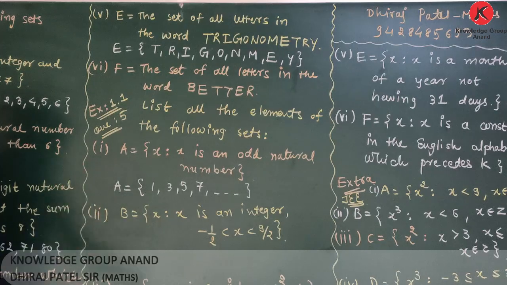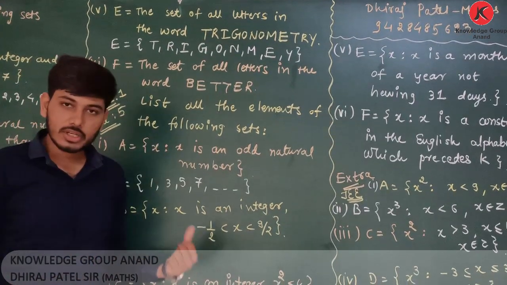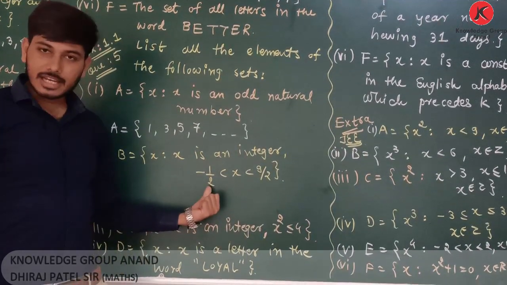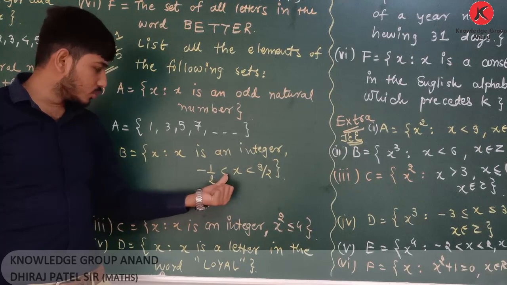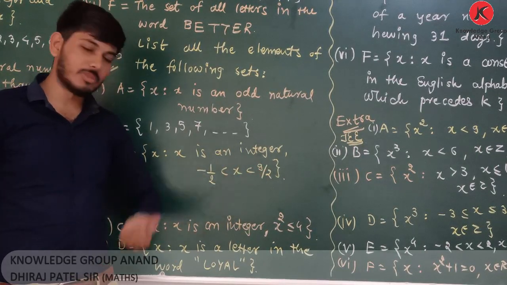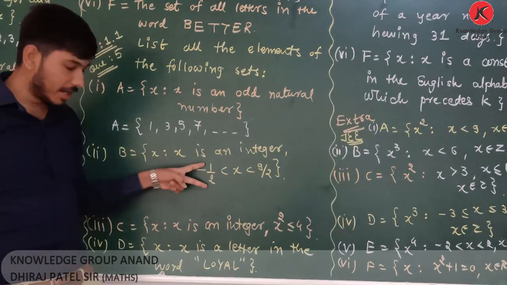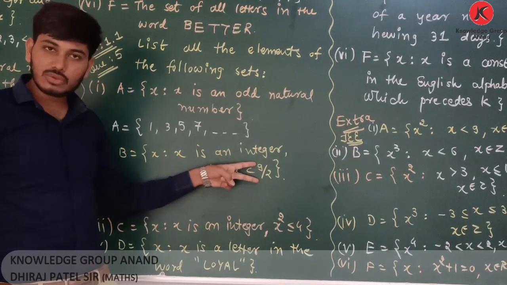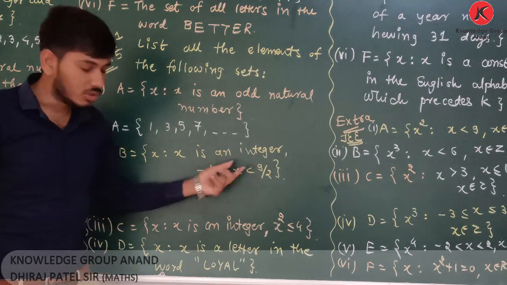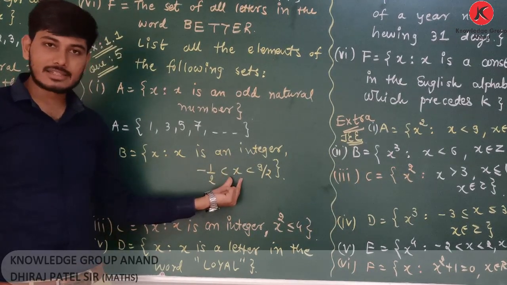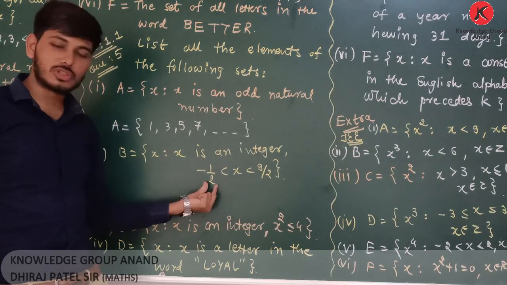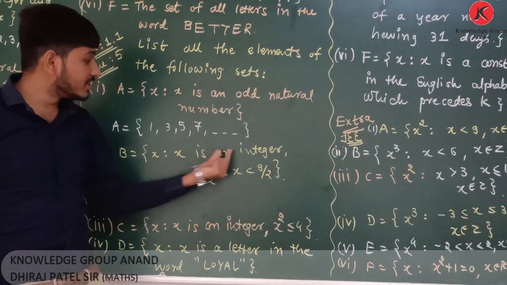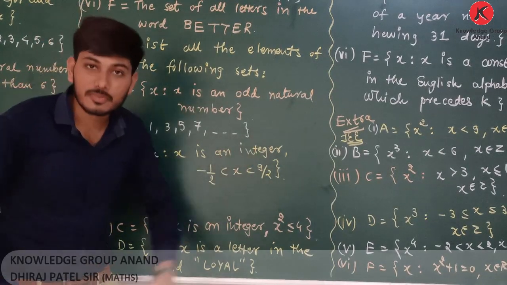Now, the second question. Set B equals to x such that x is an integer, and the second condition is that minus 1 by 2 is less than x less than 9 by 2. Now, what do you mean by minus 1 by 2? This is minus 0.5, and 9 by 2 means 4.5. You have to write x lies between minus 0.5 and 4.5 and is also an integer.